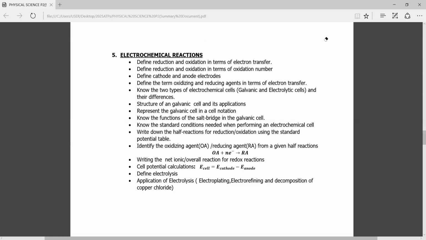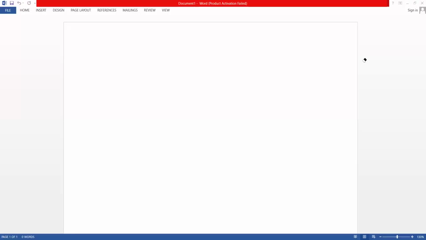I'll first explain what an oxidation number is. But let's start with the definition of reduction and oxidation in terms of electron transfer. Let me stop sharing this one and share another so that I can explain the concept I want to talk about. Number one, you must be able to define reduction and oxidation. Let's start.